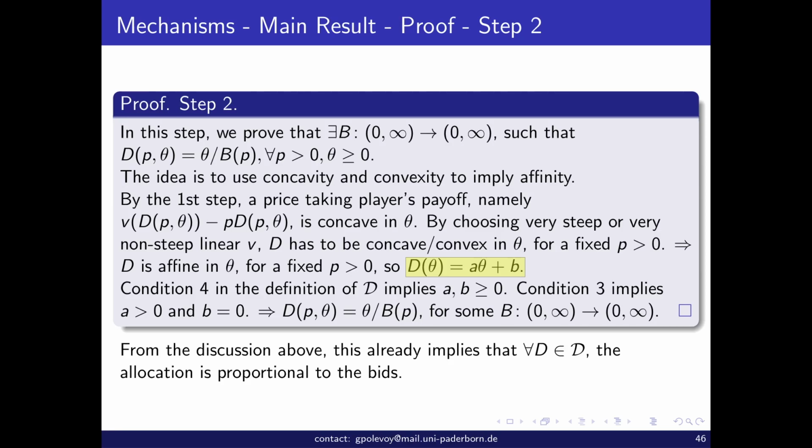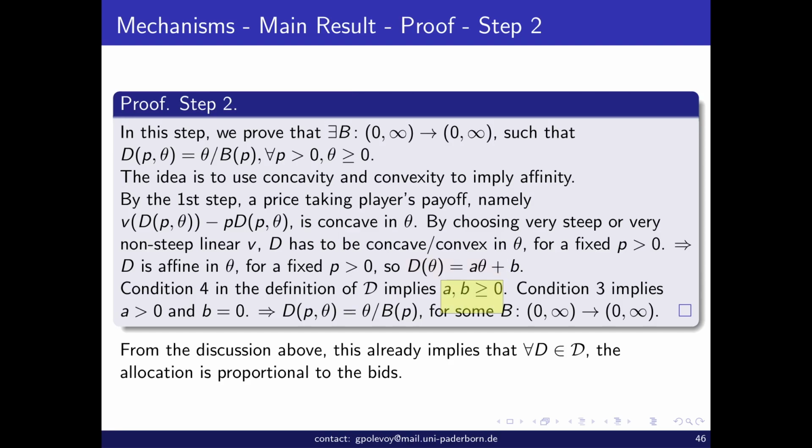Now it's very simple, like it's cool. Condition 4 says that d is always non-negative. What does it imply? That both A and B have to be non-negative. Because if A is negative, of course, at some point it gets negative for large theta. So A has to be non-negative. And for theta equal to 0, the value is equal to B, so B has to be non-negative. So they both have to be non-negative.